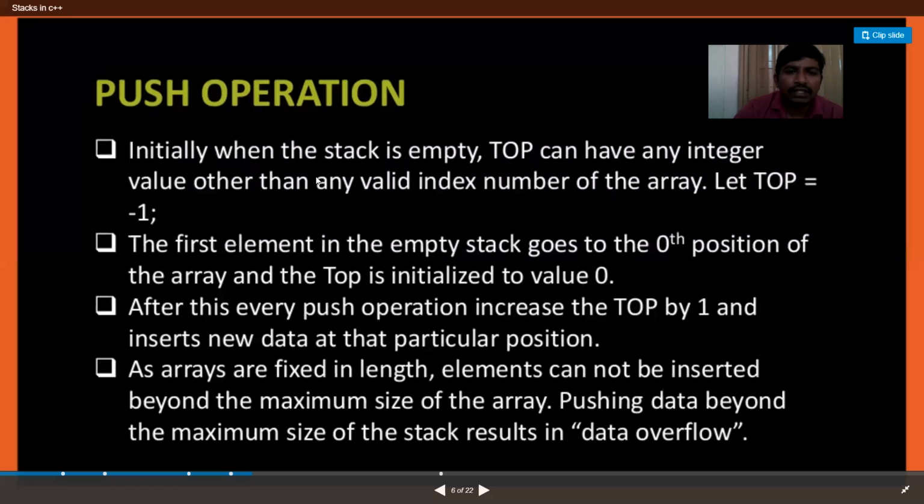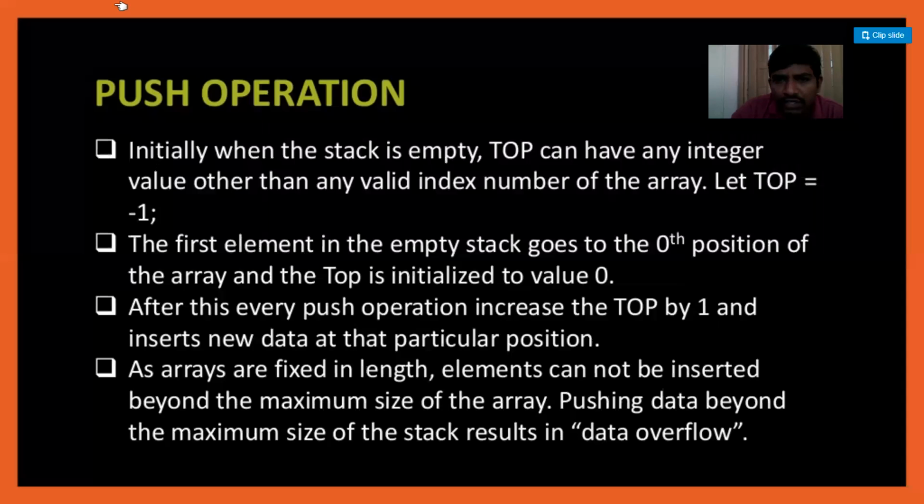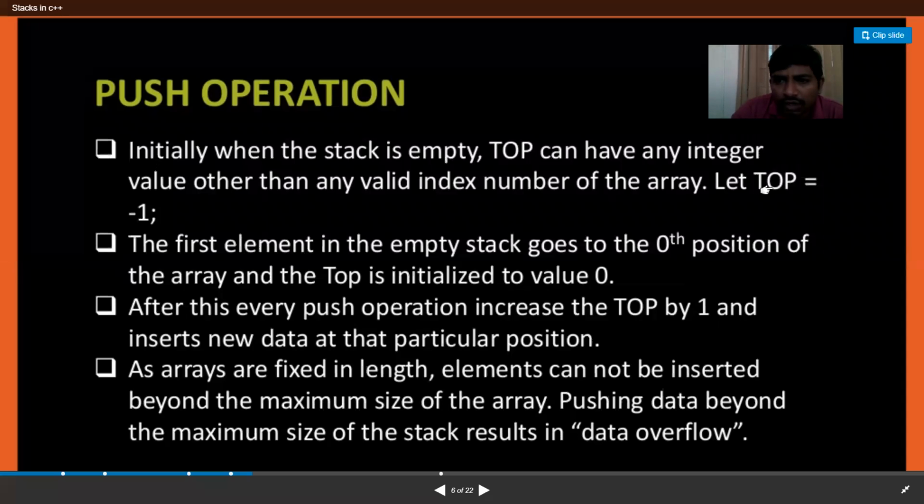See here, initially when the stack is empty, top can have any integer value other than a valid index number of the array. Let top be equal to -1. So if the stack is empty, then the top variable will take -1. That means the stack is empty. If the top is -1, then the stack is empty. Remember these points.